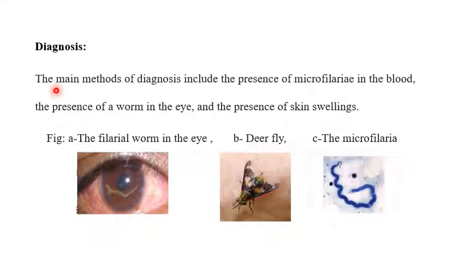Diagnosis: the main methods of diagnosis include the presence of microfilaria in the blood, the presence of a worm in the eye, and the presence of skin swellings. This is a filaria worm in the eye, as you see here. This is the deer fly, and the microfilaria in the blood.